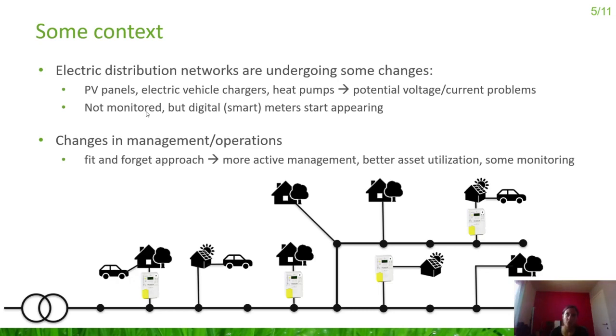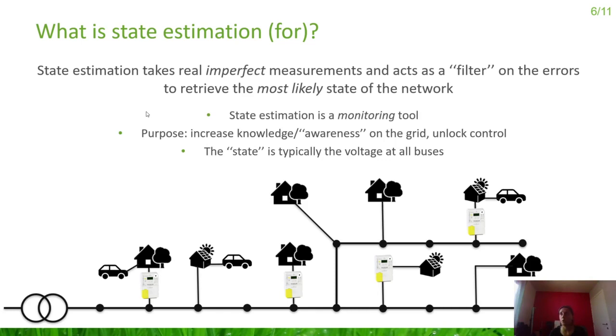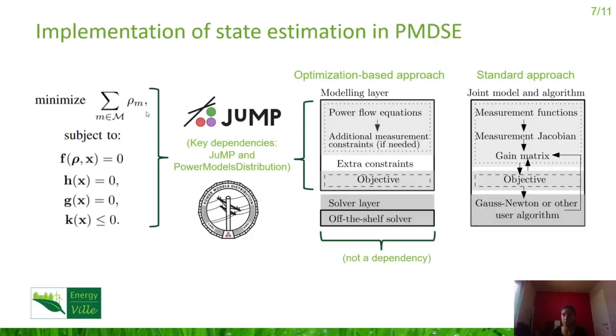So state estimation in this context serves as a monitoring tool that takes real imperfect measurements and acts as a filter on the inevitable random errors in order to retrieve the most likely state of the network. So it is a monitoring tool that can increase knowledge and awareness on the state of the grid, and potentially state-aware control actions can be implemented on top of the state estimation.